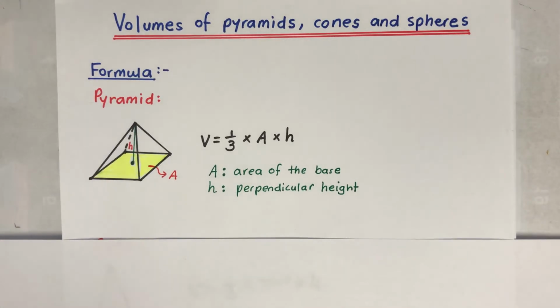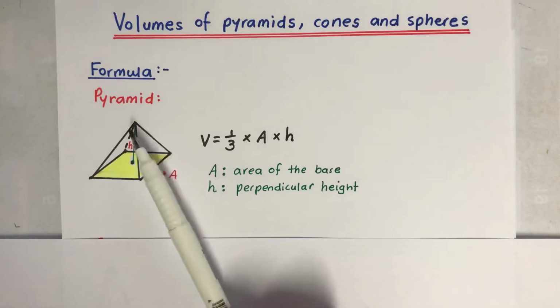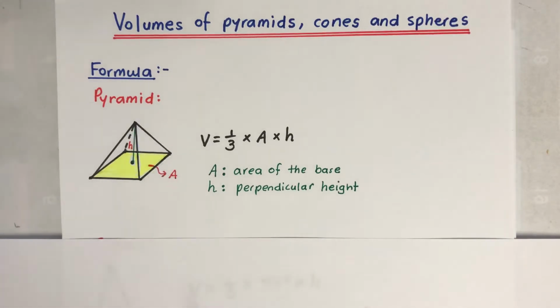Okay, volumes of pyramids, cones and spheres. So there are three formulas we need to go through. Pyramid, it's V equals 1/3 times area of the base times the height. Now this height is a perpendicular height, not slant height. The slant height will be on the side of the face.